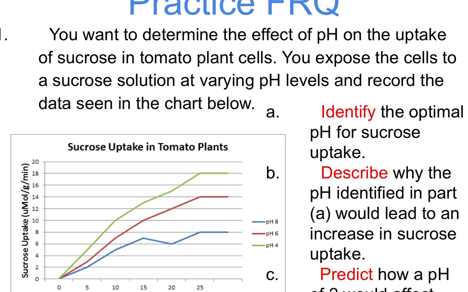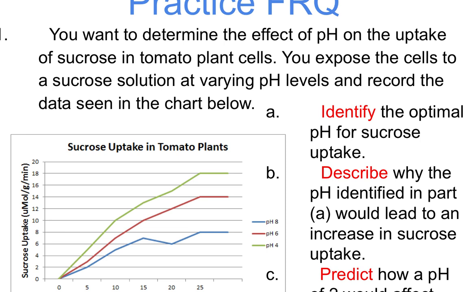So we want you to identify the optimal pH for the sucrose uptake, and then describe why the pH identified in the first part would lead to an increase in sucrose uptake. And this is pretty typical of an AP question: get part A first, and then for part B and part C, use part A. And then finally, we want you to predict how a pH of 2, which we didn't use, would affect this sucrose uptake.